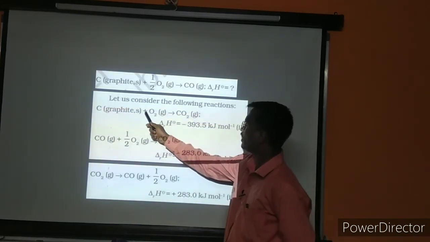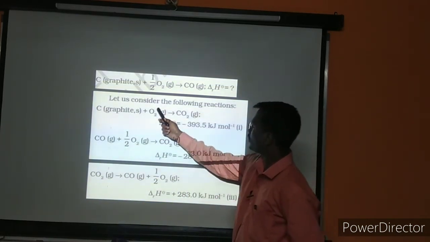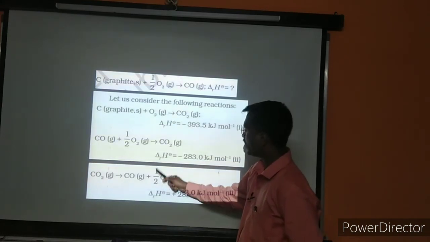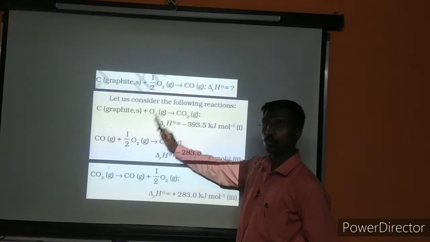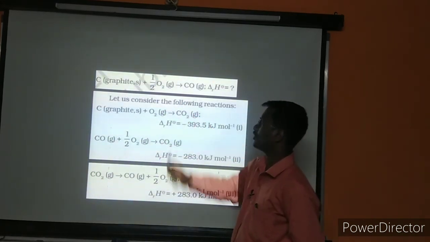What happens here in the reactant? I am having carbon. Nothing else is there. In the product, I am having 1 mole of O2, and here in the product, I am having half O2. So this half O2 cancels with half of this O2, and then the remaining is half O2. Can you see here half O2 is there?